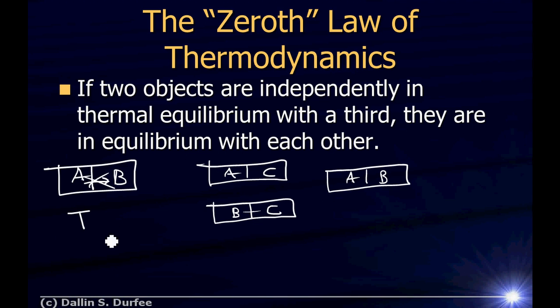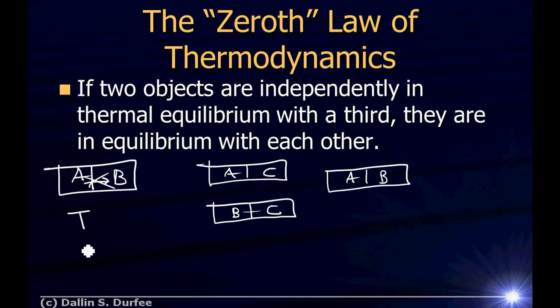Basically, another way of saying the zeroth law is, if two objects are in thermal equilibrium, they have the same temperature. And if two objects have the same temperature, they're in thermodynamic equilibrium. So if A and C are in equilibrium, no heat flows between them, they must be at the same temperature. If B and C are put together and no heat flows, they must be at the same temperature. So the temperature of A is the same as C, and the temperature of B is the same as C. That means A and B are at the same temperature. And if two objects are at the same temperature, they're in thermodynamic equilibrium. So if I put A and B together, no heat will flow between them.